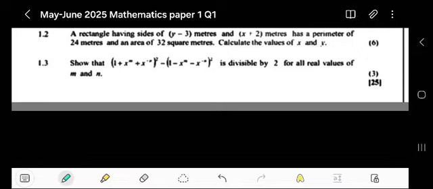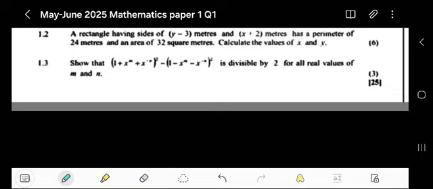Question 1.2, we're given a rectangle having sides, as you can see, y minus 3 meter and x plus 2 meter, has a perimeter of 24 and the area of 32 square meter. Calculate the value of x and y. You know your rectangle, isn't it? The perimeter of the rectangle. So without wasting time, everyone knows the rectangle, obviously.